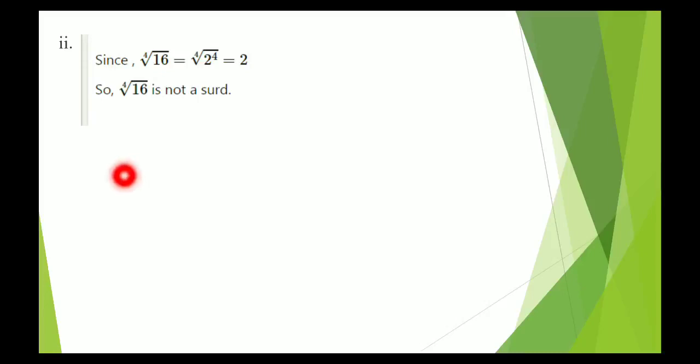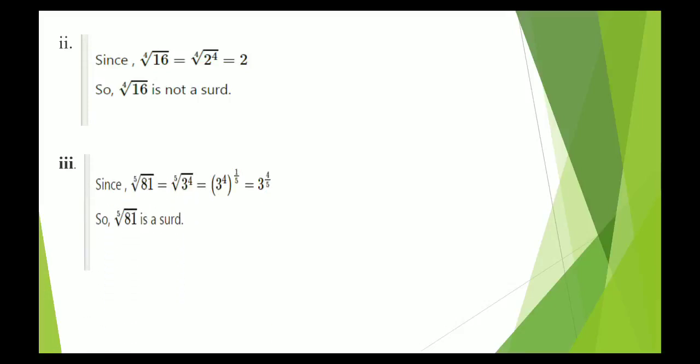Question number 2. Here, the fourth root of 16. 16 can be written as 2 raised to 4. Therefore, the fourth root of 2 raised to 4, here the 4s get cancelled. The answer will be 2. Since it is not an irrational root, therefore it is not a surd.